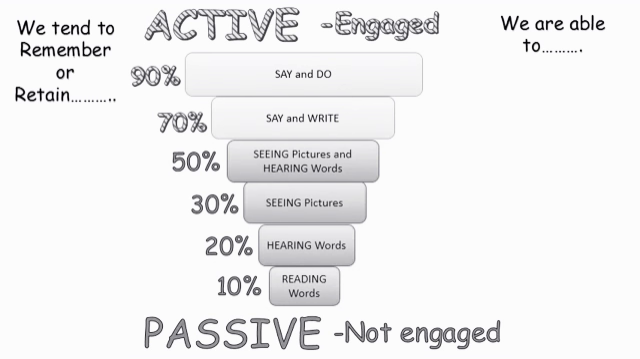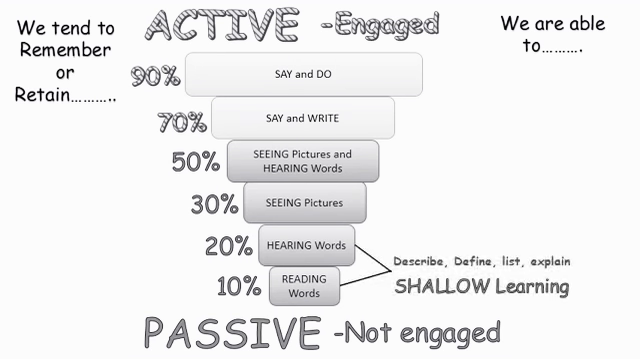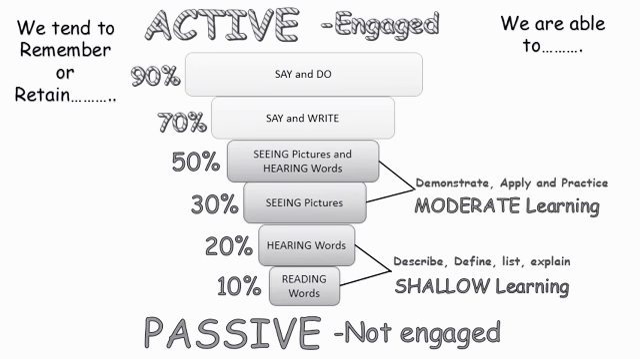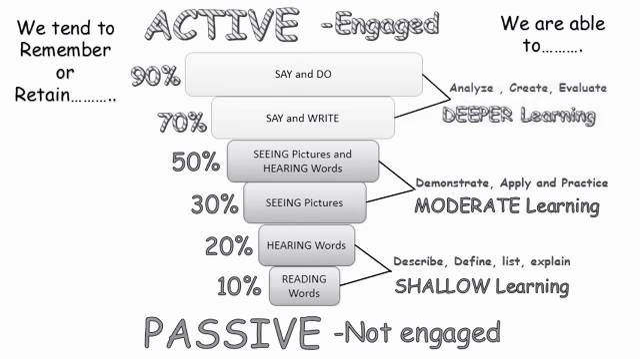When we learn through activities that involve reading or hearing words, we are usually able to achieve shallow learning. When we learn through activities that involve pictures or seeing pictures and hearing words combined, we are usually able to achieve a moderate level of learning. When we learn through activities where we say and write the information, or say and do something with the information, we are able to achieve deeper learning.